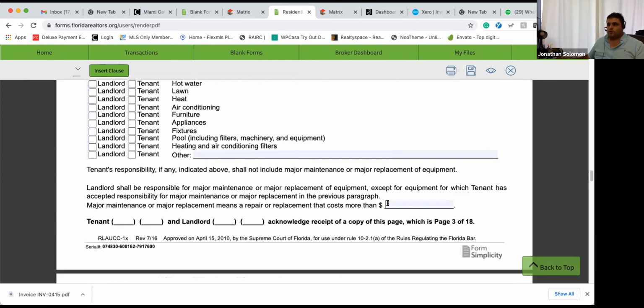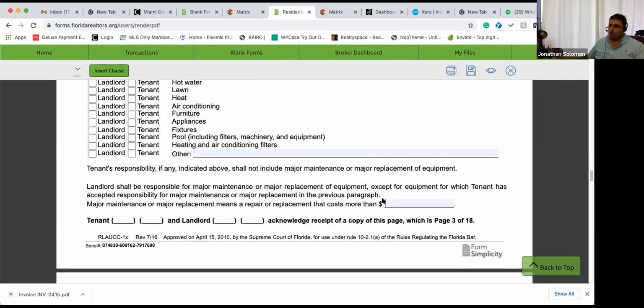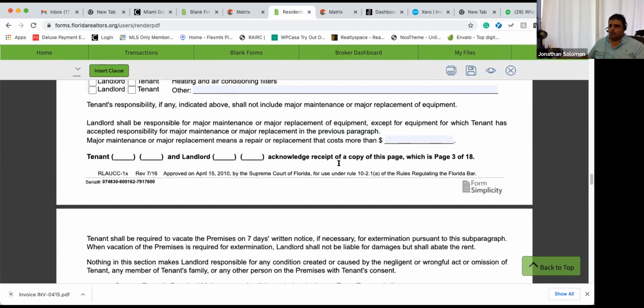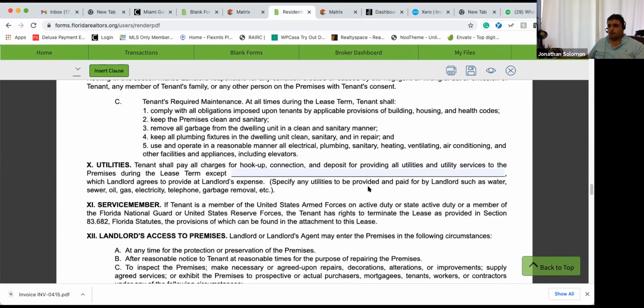Major repair is over a certain amount, usually $200, because every minor repair is usually under $200. A major repair, for example, appliance repair and so on, is usually over $200. So any major repair will fall on the landlord, and minor repair will fall on the tenant. So that's this section. Moving on, utilities.